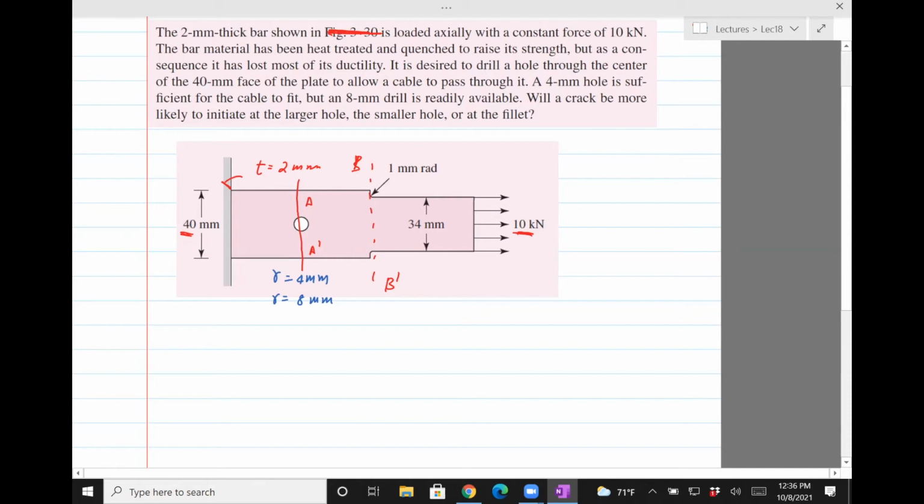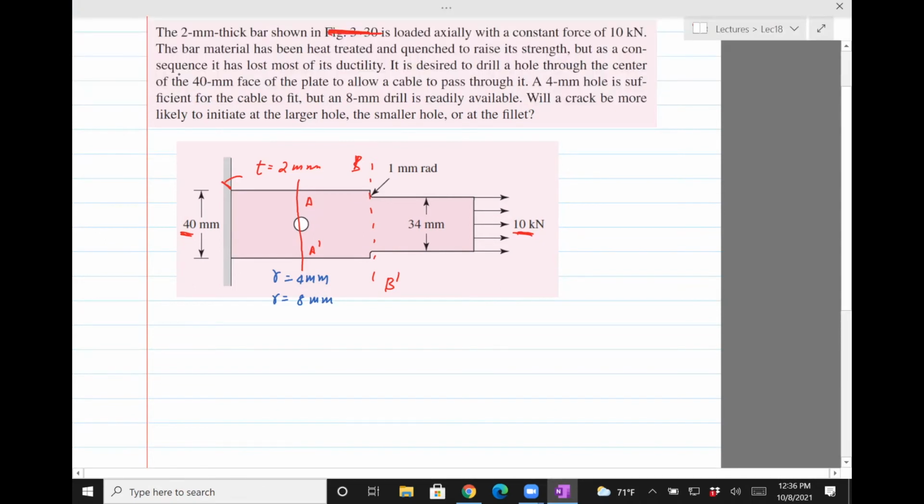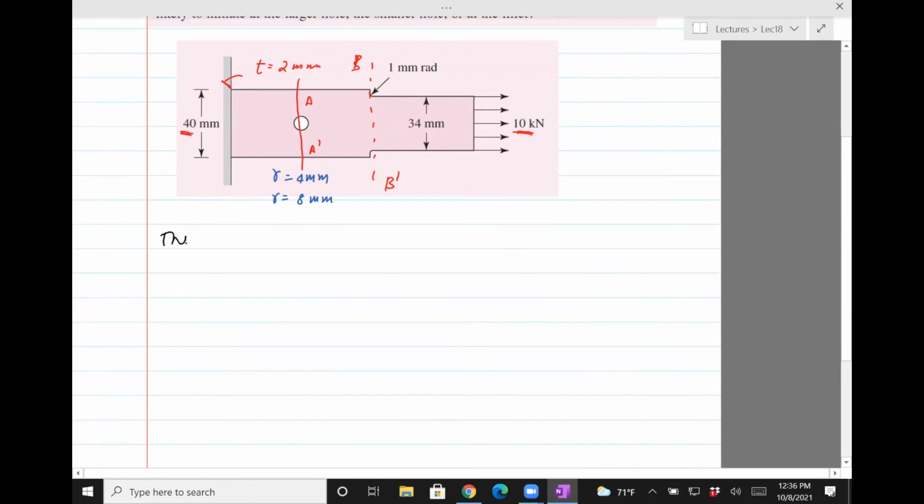So what we're trying to do is, we are not given the maximum stress carrying capability of this plate, which would typically be the criterion to compute where it will fail, but we just want to find which of those three. There are three cases because there are two kinds of holes you can make. We need to figure out which of those cases will have the maximum stress: a hole of 4 mm at AA prime, a hole of 8 mm at AA prime, or the fillet, which is shown at BB.